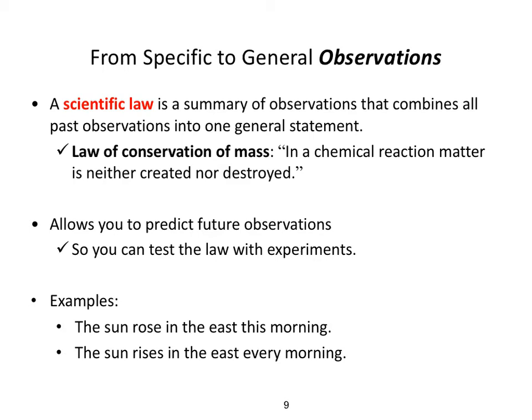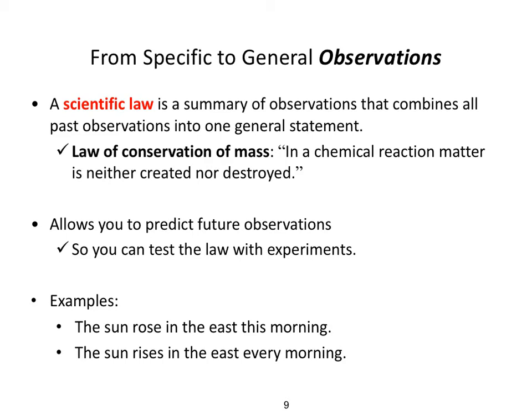Alright, so let's talk about scientific laws. A scientific law is a summary of observations that combines all past observations into one general statement. So an example of a scientific law is the law of conservation of mass. In a chemical reaction, matter is neither created nor destroyed. Right, so as we developed this law, it did start with investigation of individual experiments. One famous scientist who did a lot of work on this was Antoine Lavoisier.